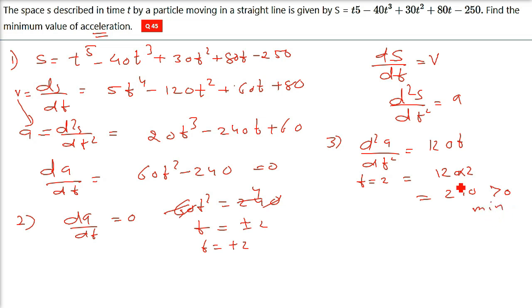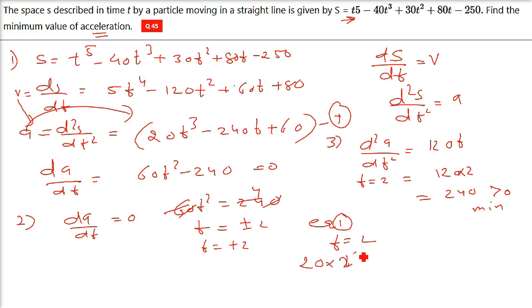It's a minimum, alright. In order to get the minimum value, where do you put it? First equation, second equation? Tell me. Yes, in the third equation, because the acceleration is actually 20t cube minus 240t plus 60. Call this equation number 1 because this is the actual equation from where you need to start. So t equals 2 gives 20 into 2 cube minus 240 into 2 plus 60. Acceleration can be negative or positive, right? So the car is going to be slower and faster with respect to the acceleration. So you get a negative here, and that gives you the acceleration value.